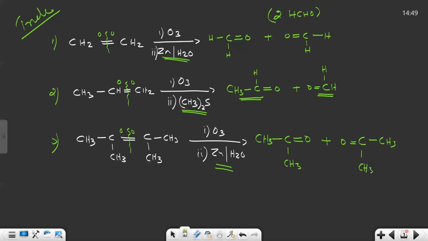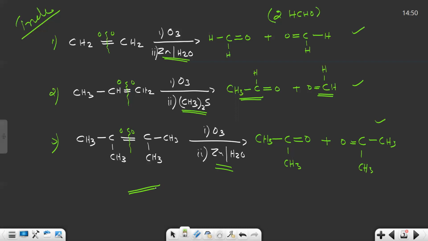So from alkenes you can prepare aldehydes or ketones. You will get two aldehydes, and here also two aldehydes, and here two ketones. So if you take a suitable alkene, then you can prepare one aldehyde and one ketone. This is one of the uses of the ozonolysis reaction. From an alkene you can prepare the corresponding aldehyde or ketone.